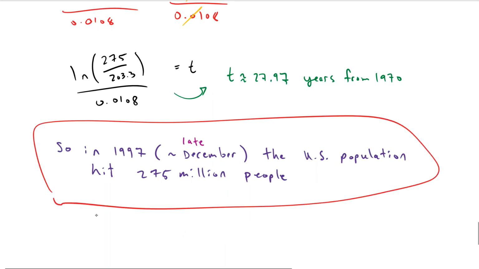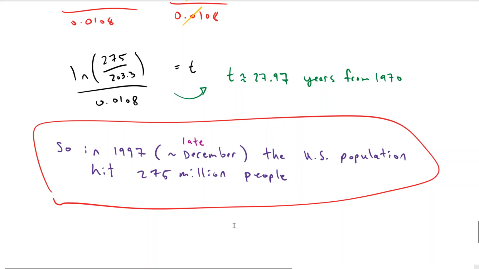And again, if you look it up, if you Google U.S. population in December 1997, you'll see it's just below 275. And if you look at it in January of 1998, you'll see it's above 275 million. So that's a really good estimate.